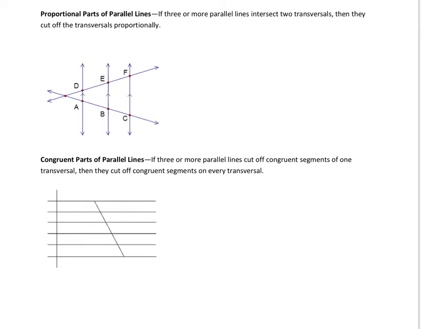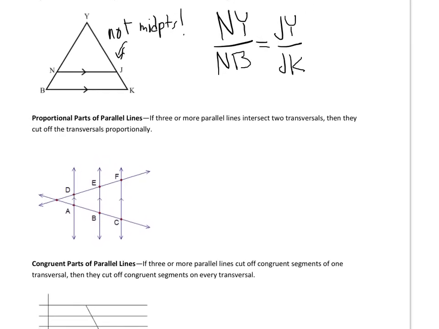This one, proportional parts of parallel lines, says that if three or more parallel lines intersect two transversals, then they cut off the transversals proportionally. This is essentially the same thing as what we just did with that triangle, but it's just saying there's more lines in there. And so some of the proportions I could set up, I could say EF, so I'm going to stay on the top, and then I could say EF over, let's say, DE, that other piece, is going to be equal to the proportion of BC over AB.